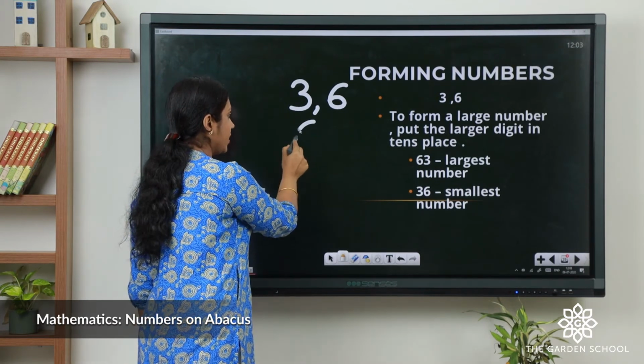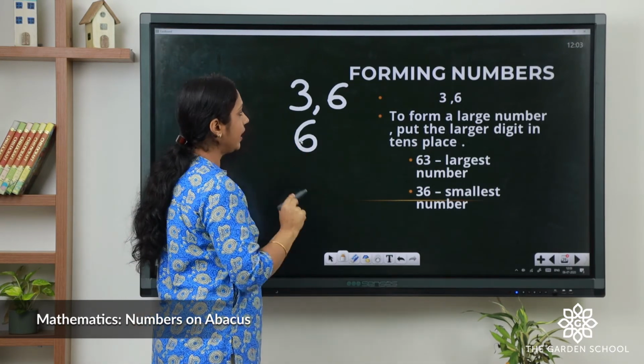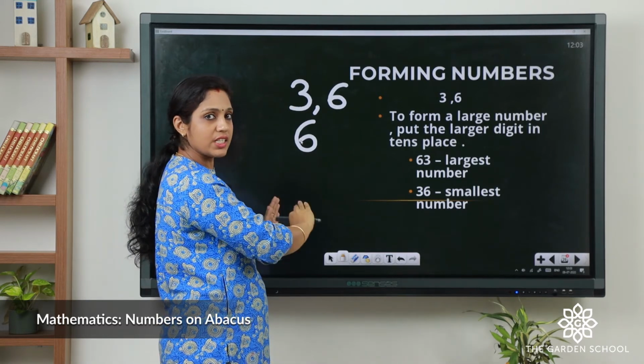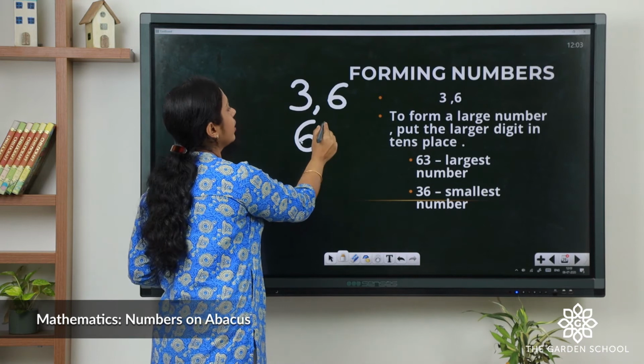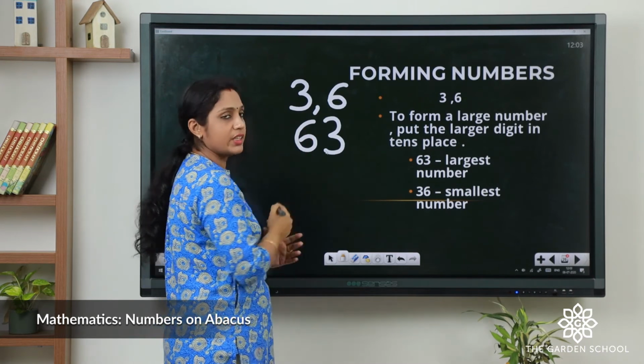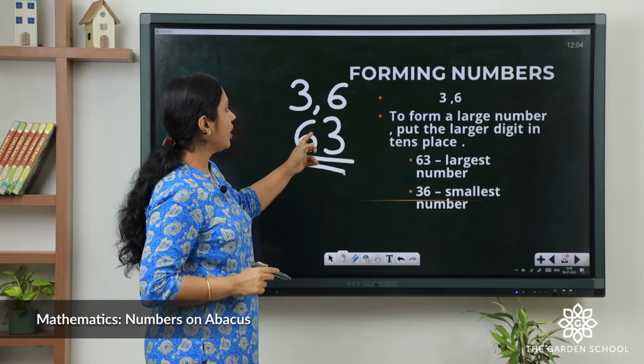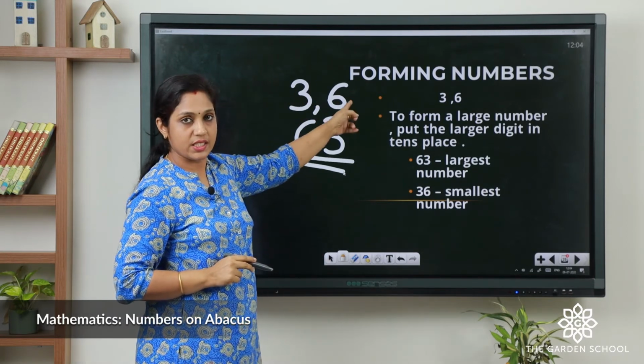So write that in the tens place. And then the smaller number, we should put it in the ones place. The ones place comes to the right of it. So we have now 63. So 63 is the largest possible number that we can make with 3 and 6.